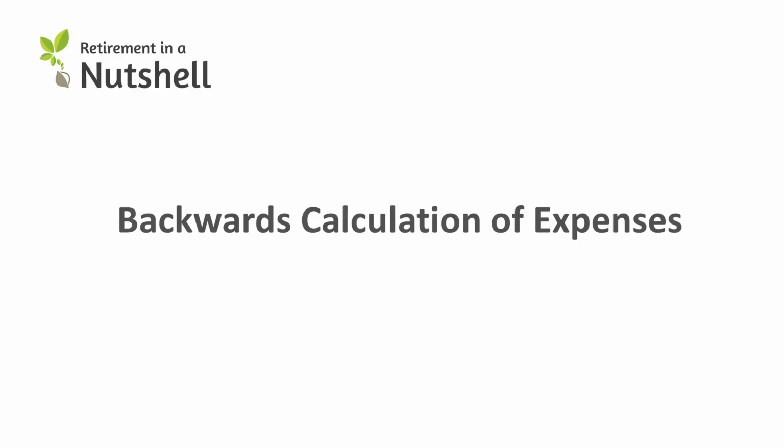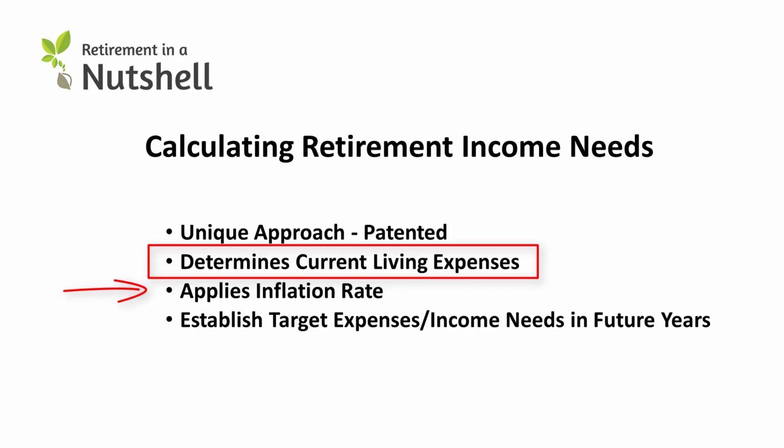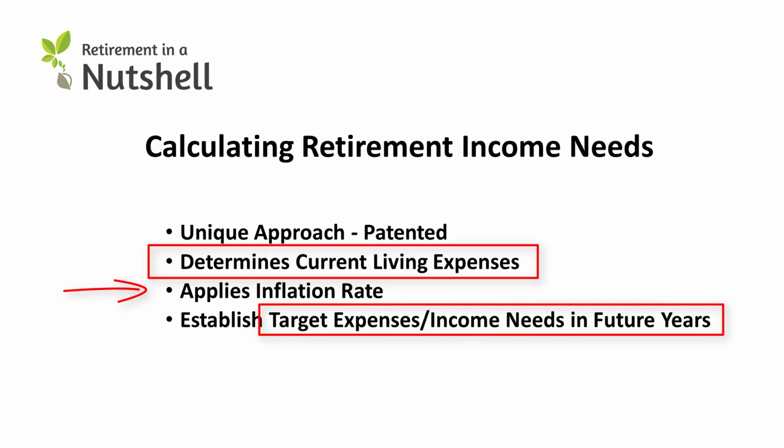Welcome to Retirement in a Nutshell, and this training video on how our patented backwards calculation of client living expenses works. One of the unique features of Retirement in a Nutshell is how it handles client living expenses. It accurately establishes the client's current living expenses using a backwards calculation that is very simple and straightforward. An inflation rate is applied to that number to determine the target expense or income need in each future year.